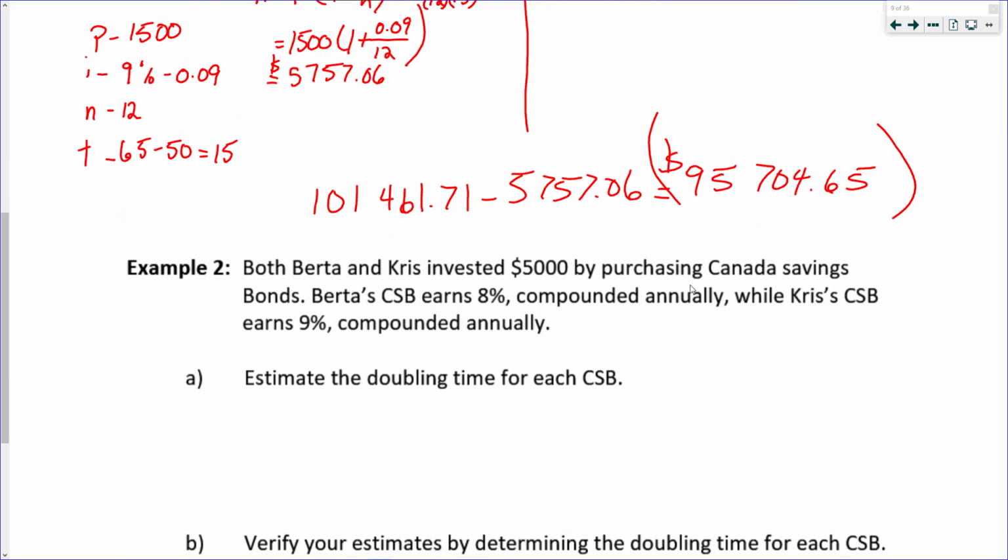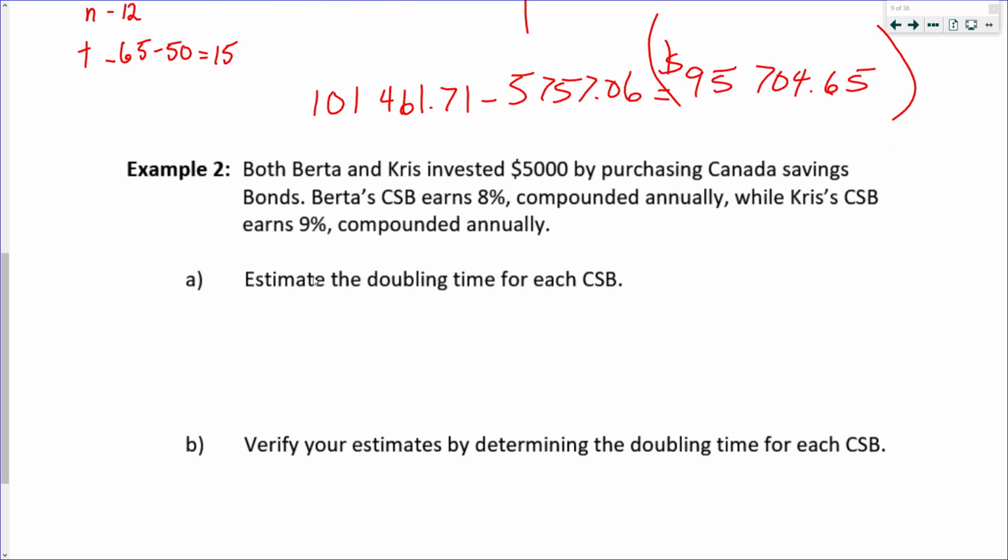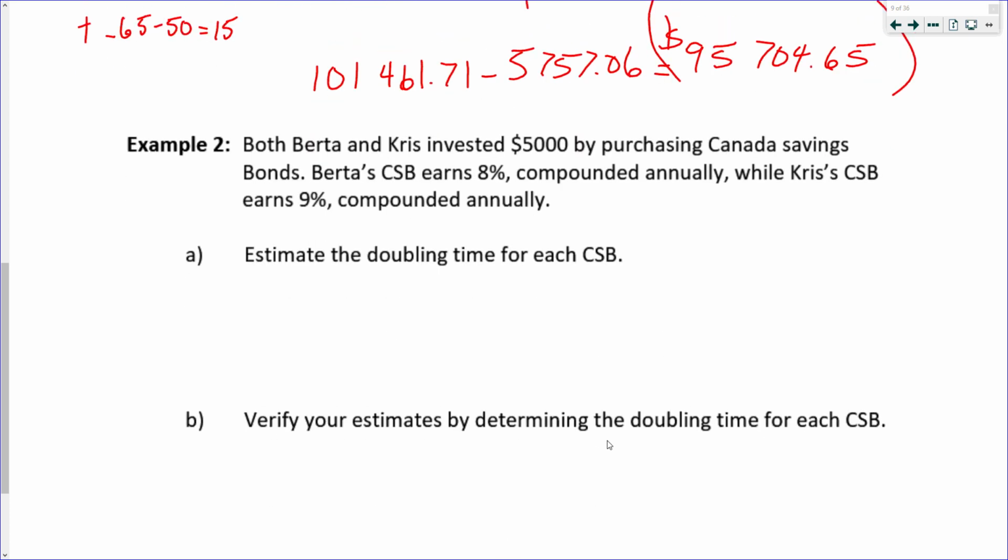Okay, example 2, we have both Berta and Chris invested $5,000 by purchasing Canadian savings bonds. Berta's Canadian savings bond earns 8% compounded annually, while Chris's Canadian savings bond earns 9% compounded annually. We're going to estimate the double time for each CSB. So yeah, we have two people, so I'm going to cut my screen in half. We have Berta and we have Chris. And so key is we're estimating doubling time.